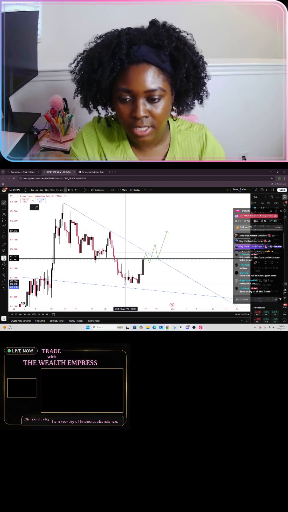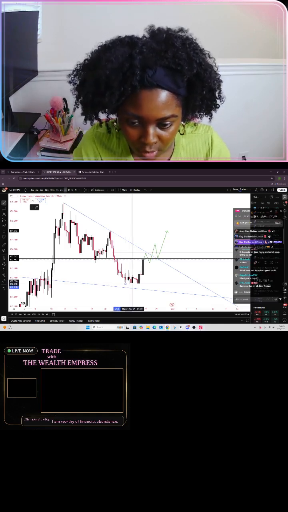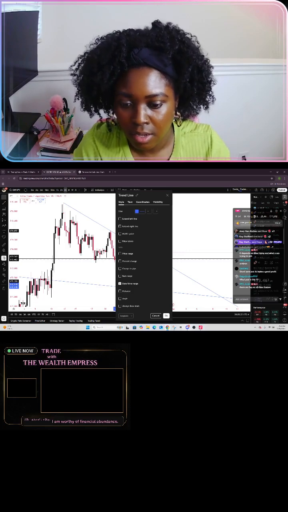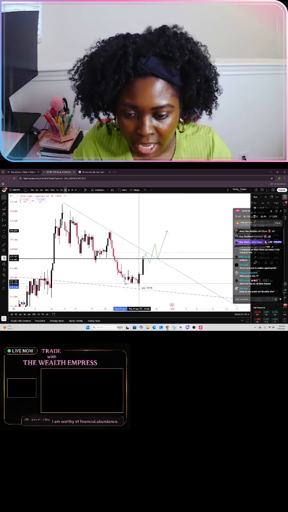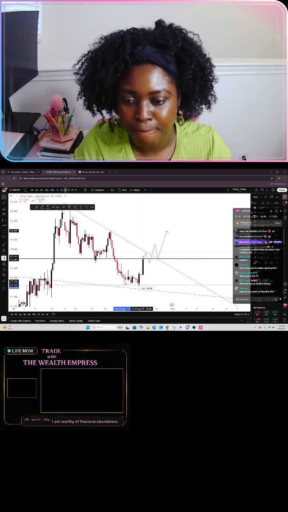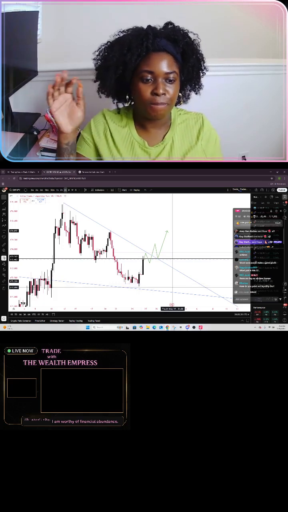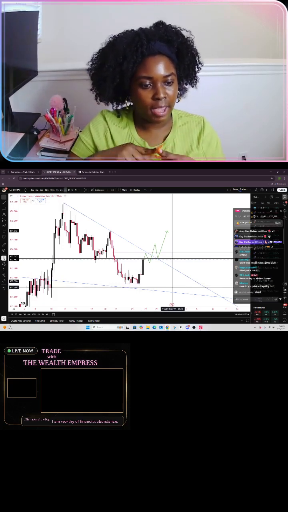So we had our consolidation here. It created all these equal lows, all this liquidity. I don't want to extend that. And then it ran our liquidity. That's always what you want to see. You want to see liquidity be ran.